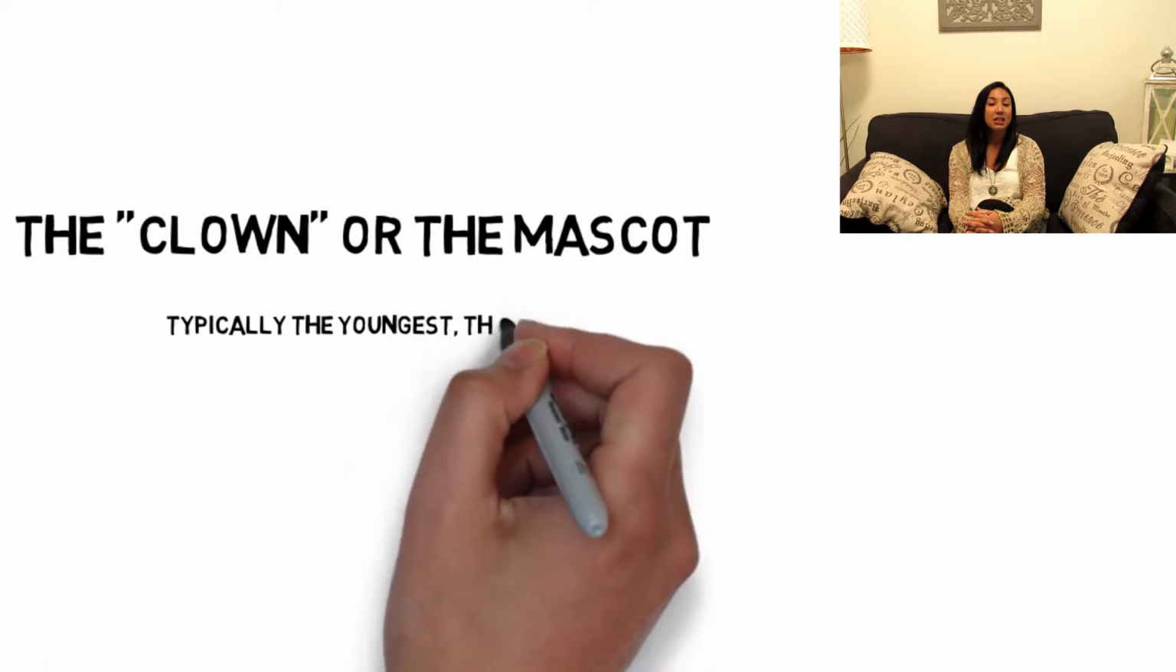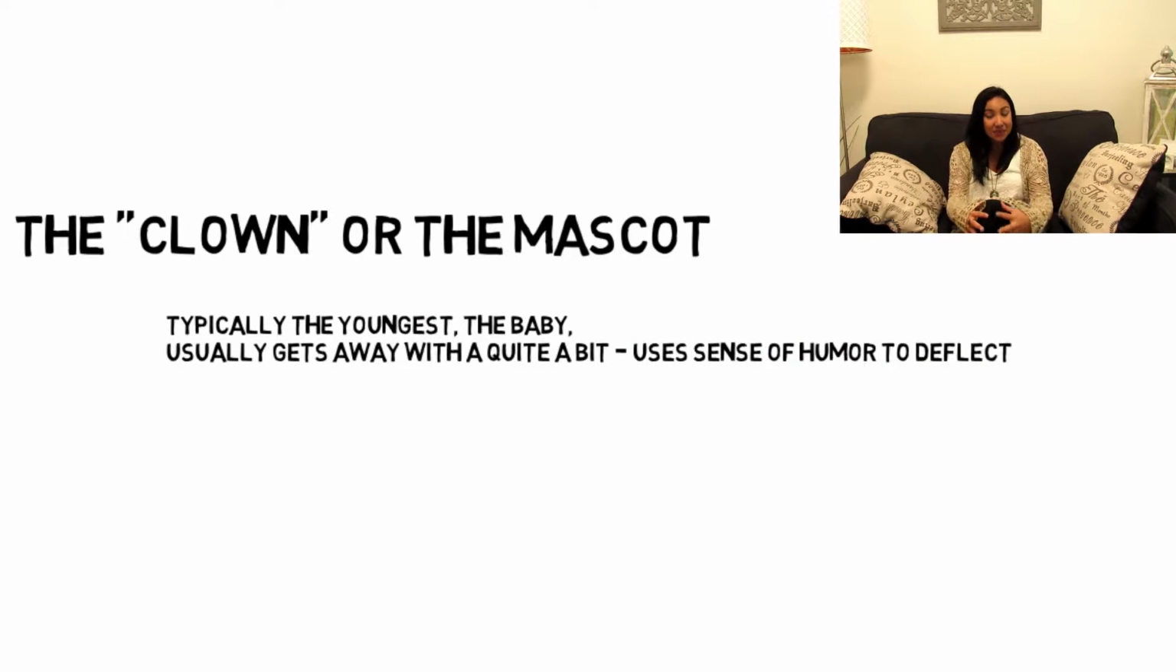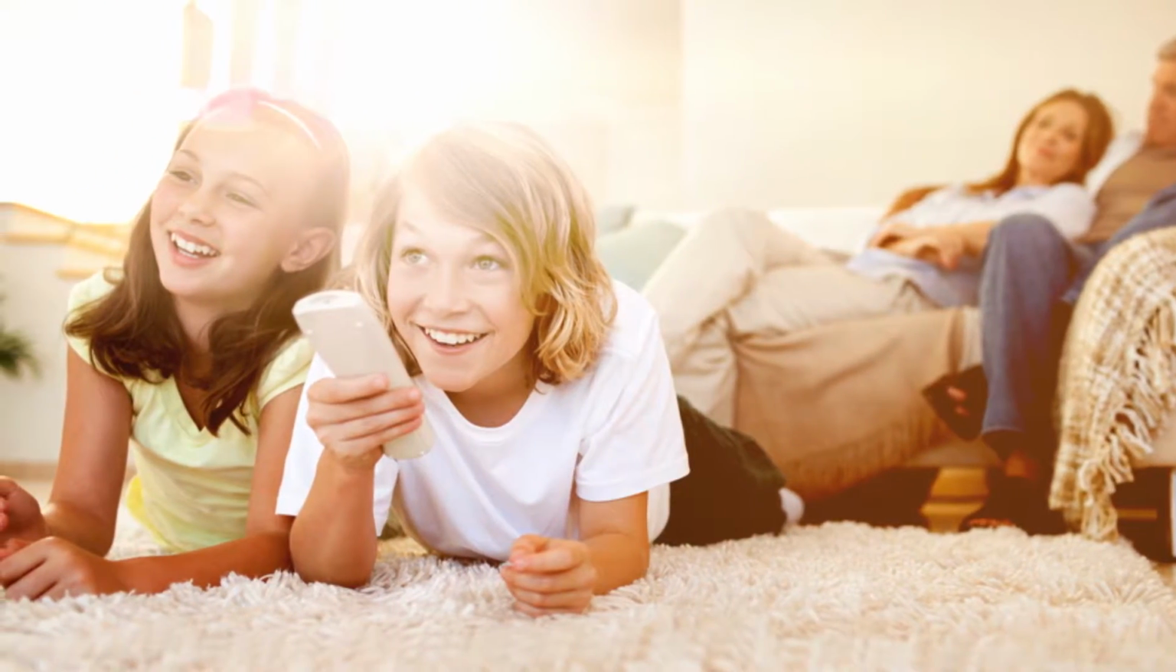And then we also have the clown or the mascot. That role typically is taken on sometimes by the baby, who can be the cute family pet. The baby, the youngest, usually gets away with quite a bit, and that can manifest in behaviors at school, such as being the class clown, using a sense of humor to deflect. So those four roles are typical roles seen in the family system, and to be clear, those roles are fluid over time.